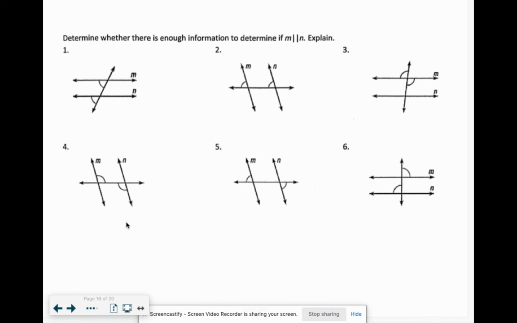Okay. Determine if there's enough information to tell if M is parallel to N. Explain. First one, is this enough information? Okay, why? Oh wait, it's corresponding. They're corresponding, right? And they're equal, so that is enough, right? So we're gonna say, yes, there is enough. We're gonna say corresponding angles, converse.